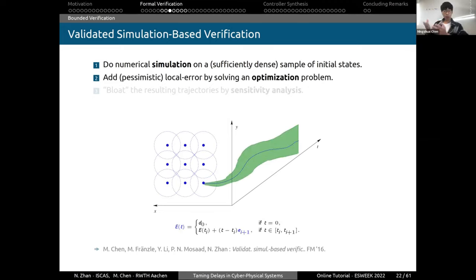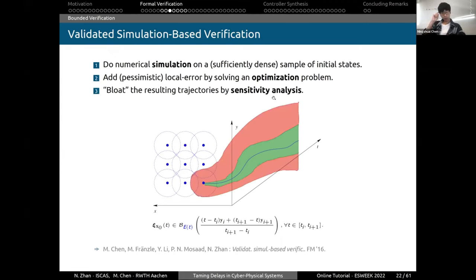After that, because numerical simulation has numerical errors, we also add some error bounds here. This is depicted by the green tube. So this guarantees that any real solution starting from this point will be contained in this green tube. We do this by solving an optimization problem. After that, we bloat the green tube into the red one by sensitivity analysis. So this basically guarantees that every solution starting from this partition will be contained or enclosed in this red tube.